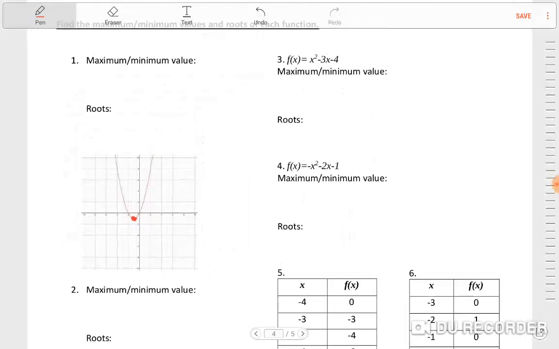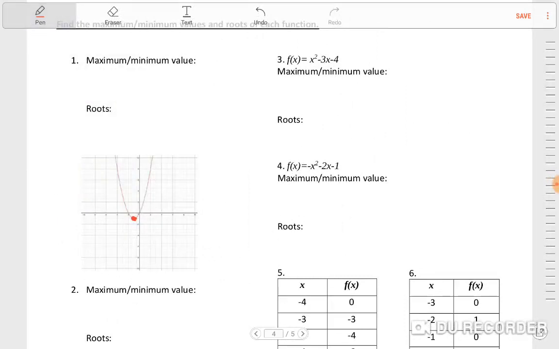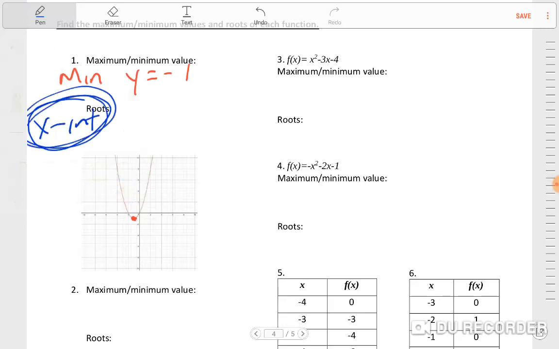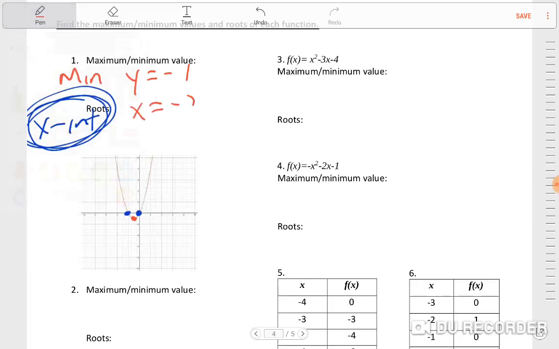Now when we're talking about maximum or minimum, we're more worried about the y. We want to know how high or how low. So we already knew it was going to be a minimum, but now that minimum is going to be at y equals -1. When we're talking about roots, roots are x-intercepts. Where are you touching the x-axis? Which I know is a little hard to see here in the picture, but the roots here are at -2 and at 0. That's where we touch the x-axis.